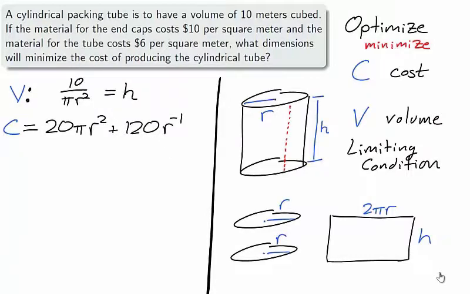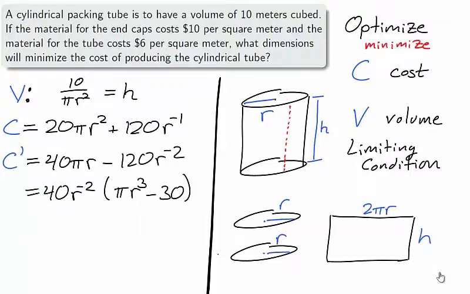We now have expressed c as a function of one variable, the radius r of the cylinder. To optimize, we begin by taking the first derivative. We simplify by factoring 40 and r to the negative 2, and we're left with pi r cubed minus 30. The radius cannot be 0, as the volume would be 0 and not 10. So the only critical number for c is found when the derivative is 0. r is equal to the cubed root of 30 over pi.